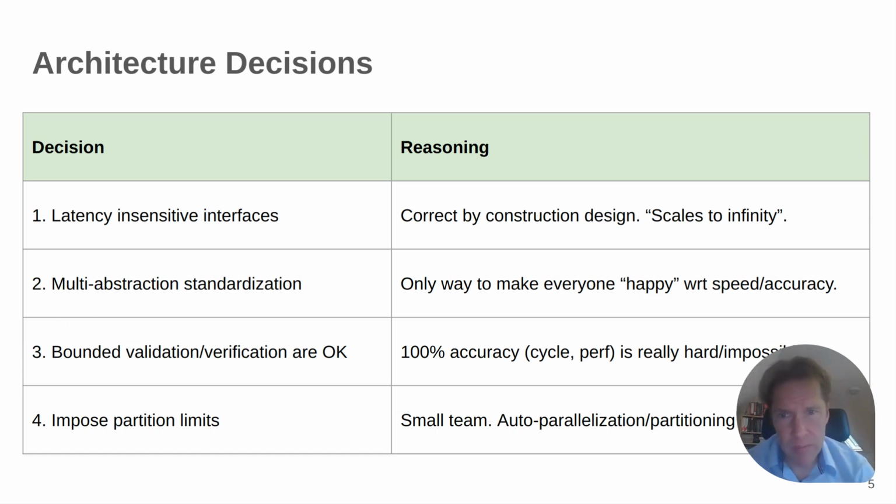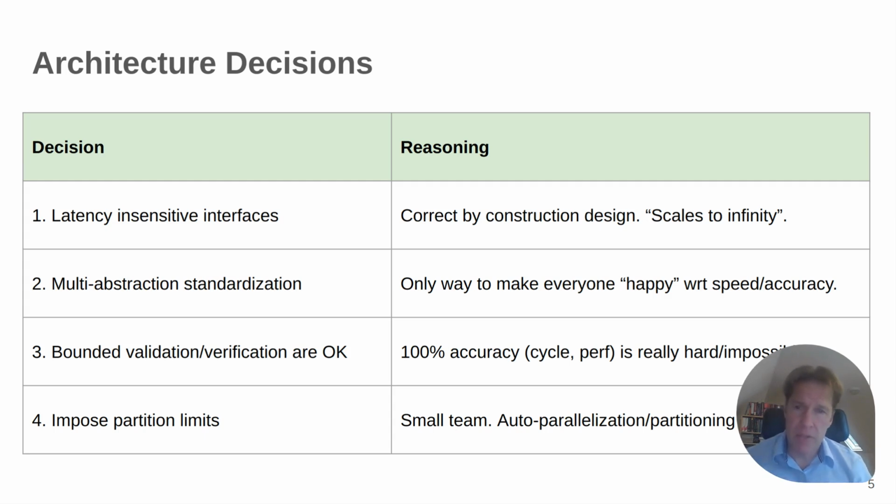And then the second one is multi-abstraction standardization. That means there's not going to be one perfect abstraction, so we need multiple levels of abstraction for different fidelities and speed. And so we figured we're going to build that into the framework from day one with the proper standardization and proper interfaces.